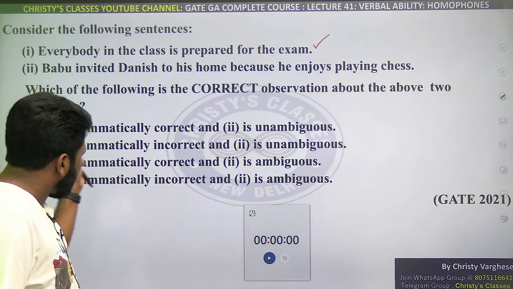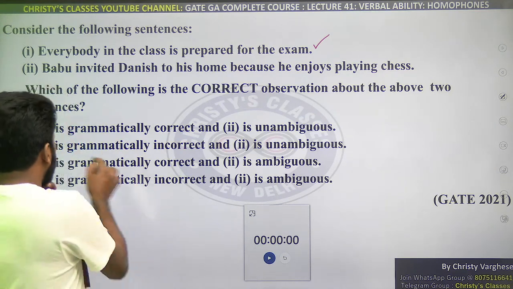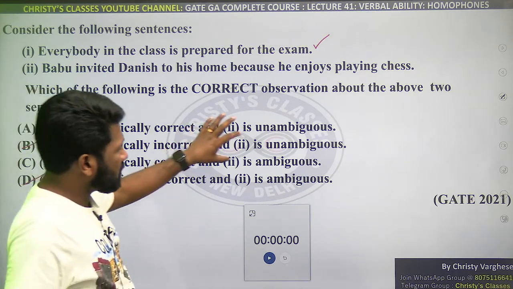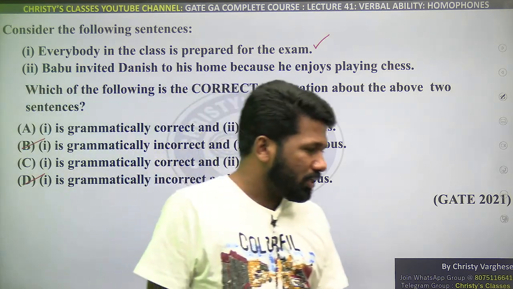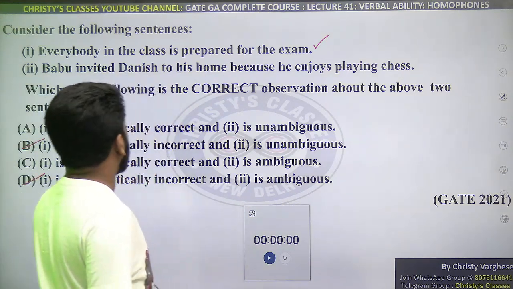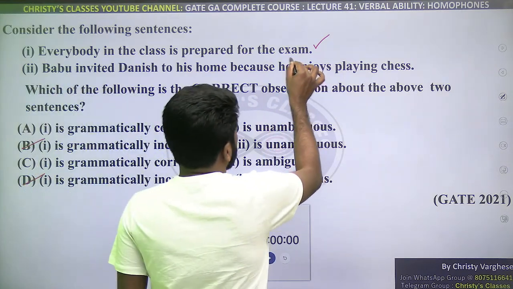First sentence grammatically correct hai ya incorrect hai, that is what is asked. So, wo grammatically correct hai, incorrect nahi hai. So, option B eliminated, option D eliminated. Second sentence ambiguous hai ya unambiguous hai, that is what we need to check. Let us read. Babu invited Danish to his home because he enjoys playing chess.